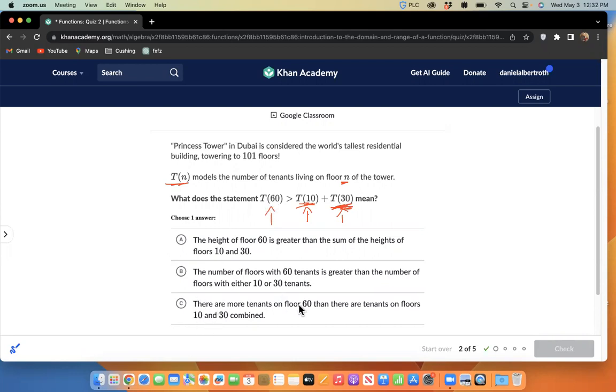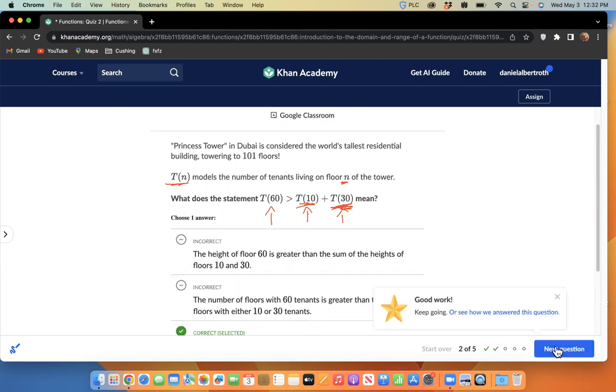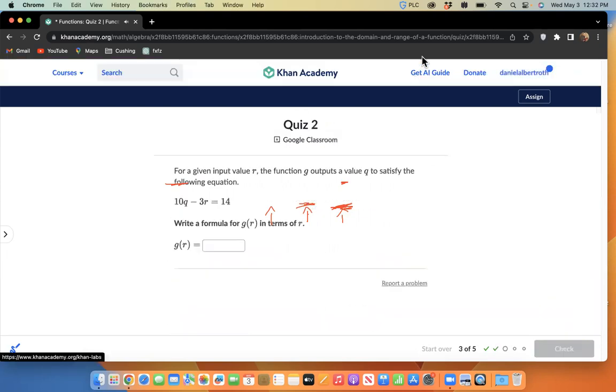It says there are more tenants on floor 60 than there are tenants on floors 10 and 30 combined. I think that's exactly what we said. The T of 60 here represents how many tenants are on the 60th floor. That is greater than the 10th floor tenants plus the 30th floor tenants. All right.